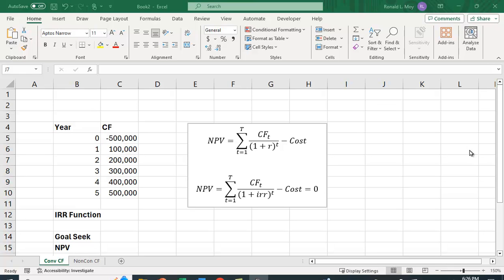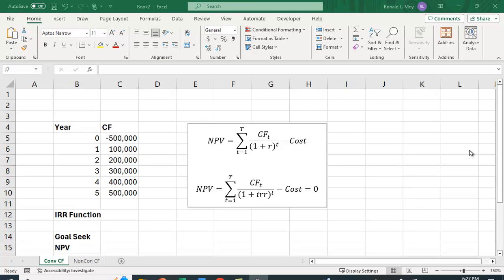I want to show you how you can use GoalSeek to calculate the internal rate of return in Excel. Now, I have to admit, I never thought of using GoalSeek to calculate IRR, and I have to thank my colleague for bringing this to my attention.